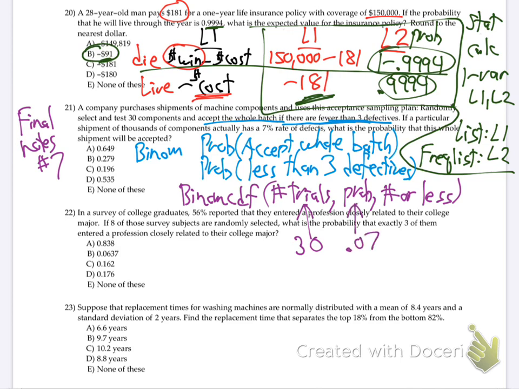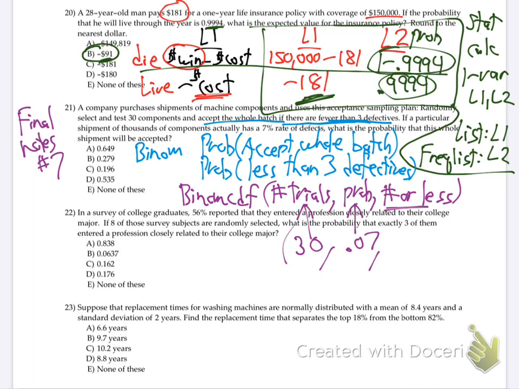0.07, right? 7% are defective. 7% rate of defective. So that whole batch of whatever it is, 7% of them are bad. So every time we reach in there, we have a 7% chance of getting a bad one. We're going to reach in 30 times.